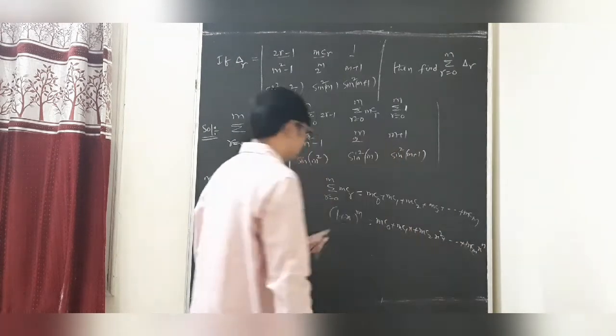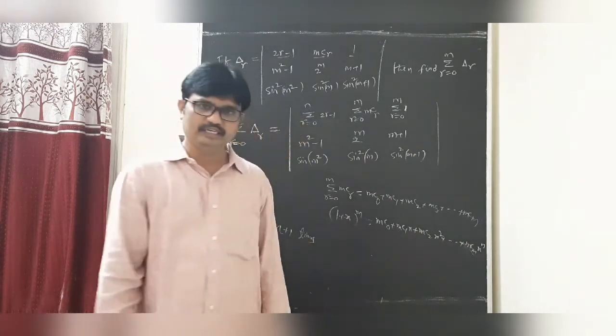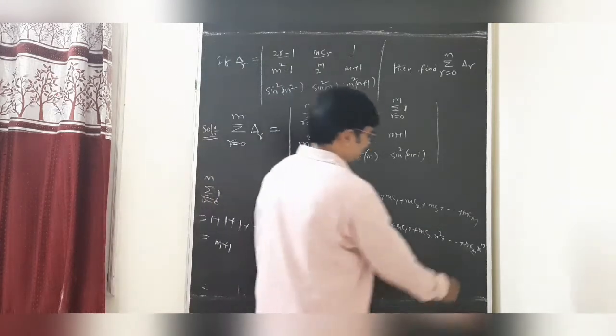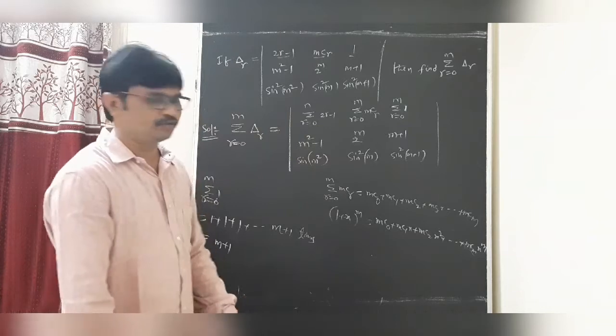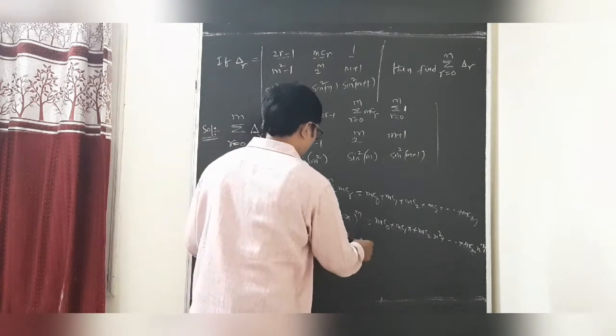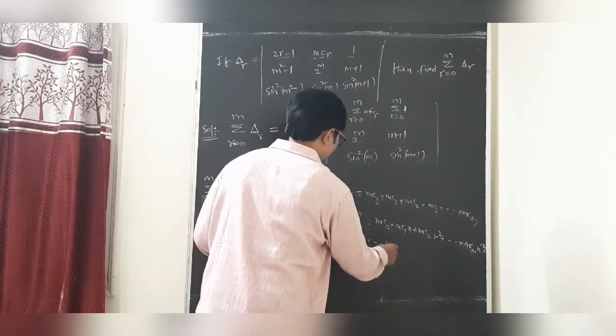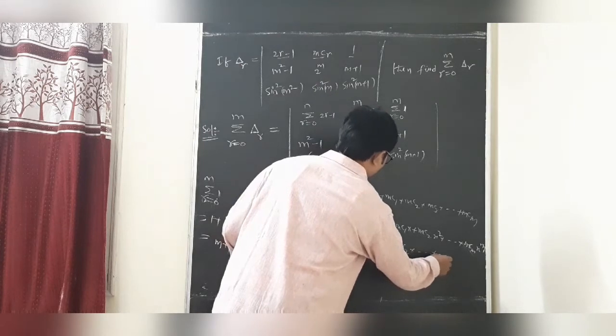MCM x power n. This is the expansion: MC0, MC1x, MC2x square, and so on up to MCM x power m. So students, substituting x equal to 1 on both sides, 1 plus 1, 2 power n, is MC0, MC1, MC2 and so on MCM.